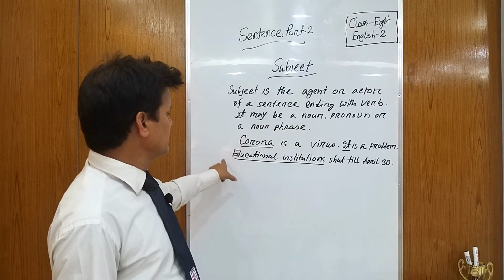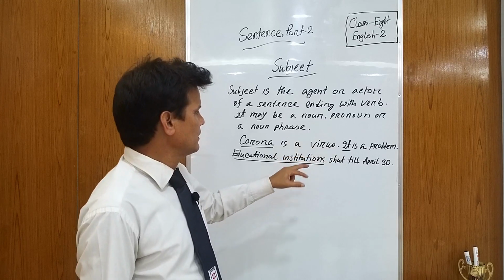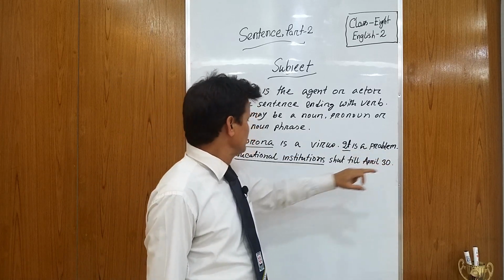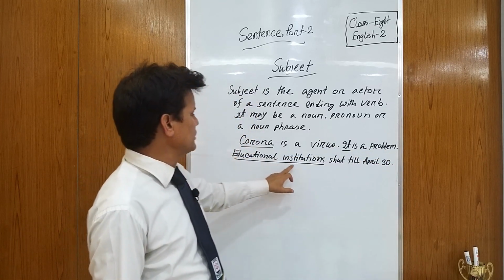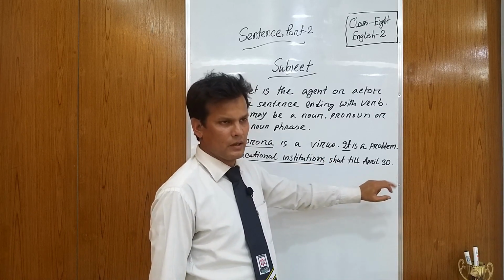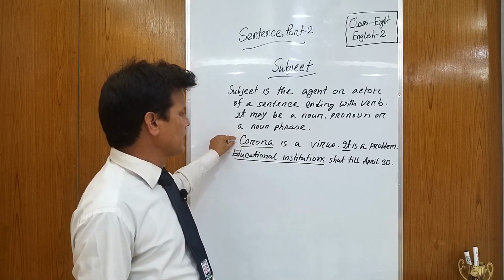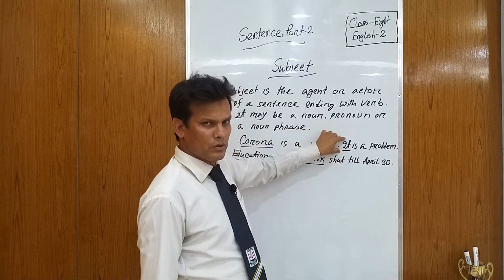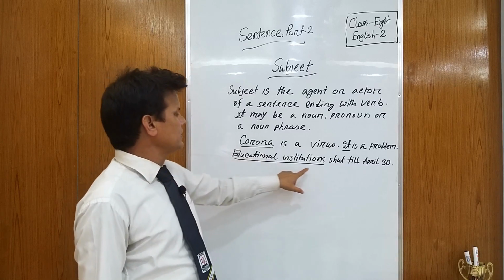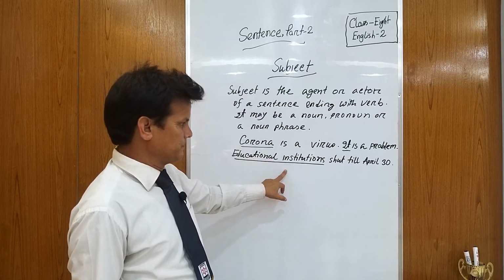Here are some examples. Corona is a virus. It's a problem. Educational institutions shut till April 30. Here, corona is a noun. It's a pronoun. And educational institutions, it's a noun phrase.